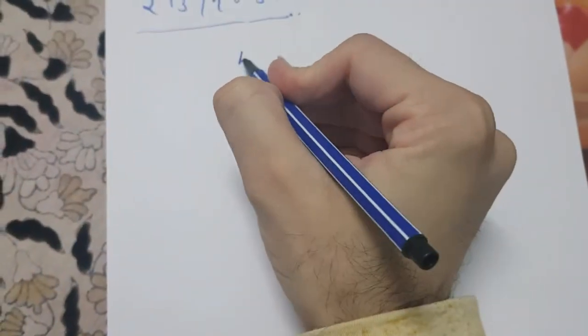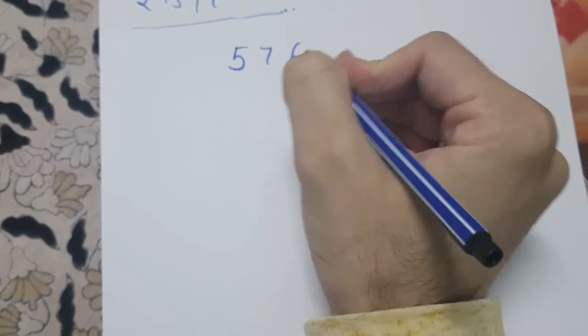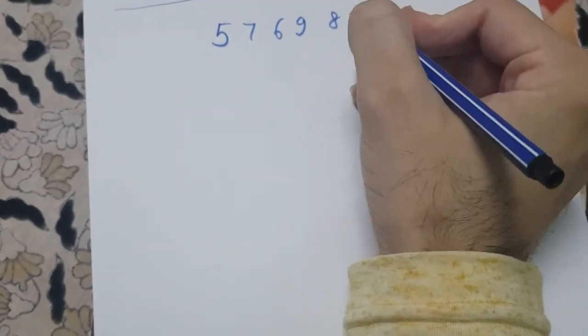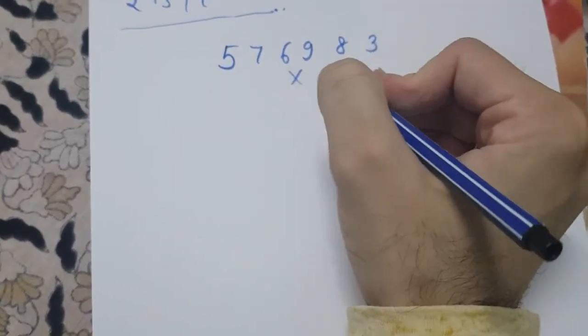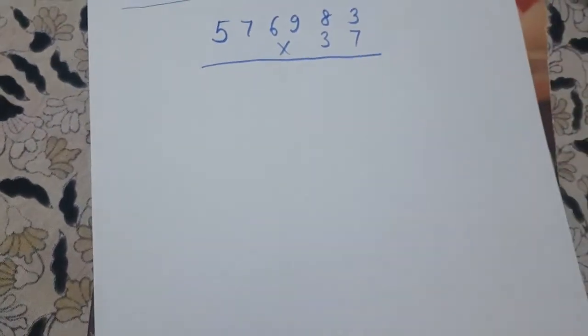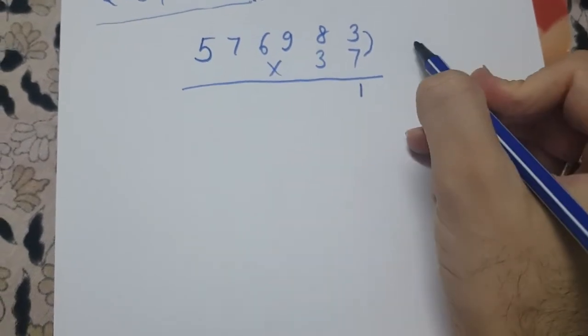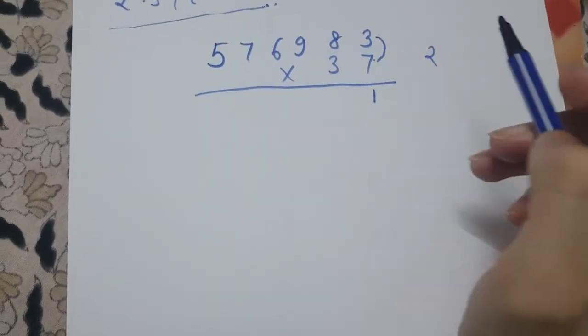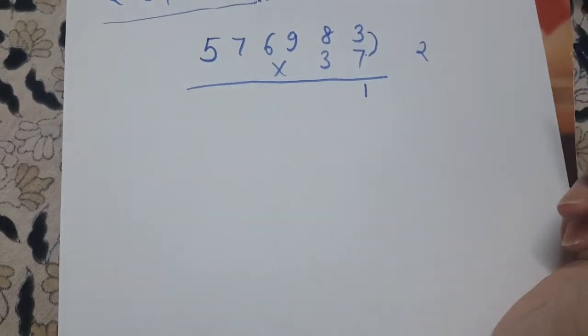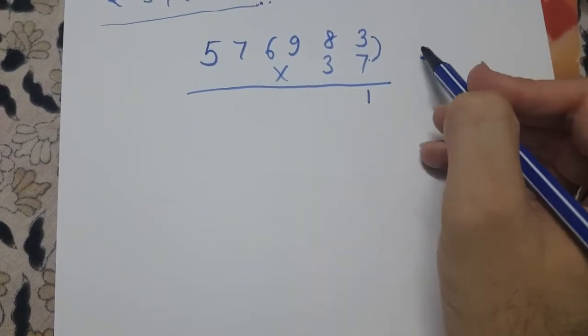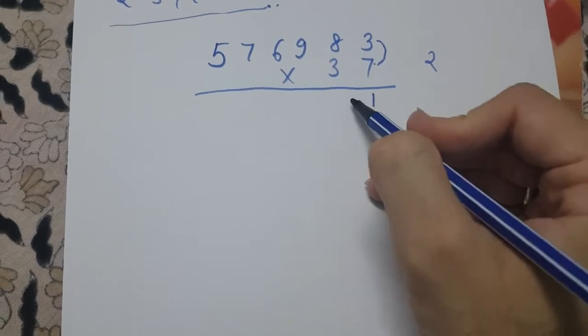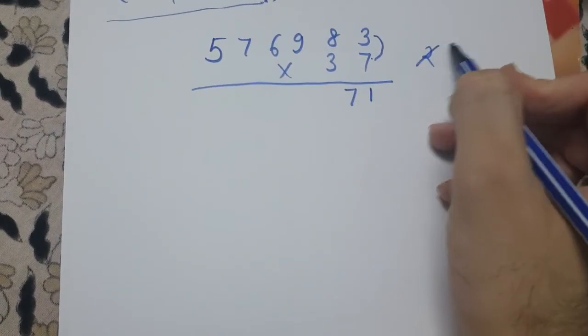So let us solve one more question by the same method of multiplication that we have just studied. Let us multiply 576983 by 37. By using the same method, you can simply multiply first of all this. 3 times 7 is 21, so 2 will be carry on. 8 times 7 is 56 plus 9 will be 65, plus 2 carry on, so basically it will become 67. 6 will be carry on.